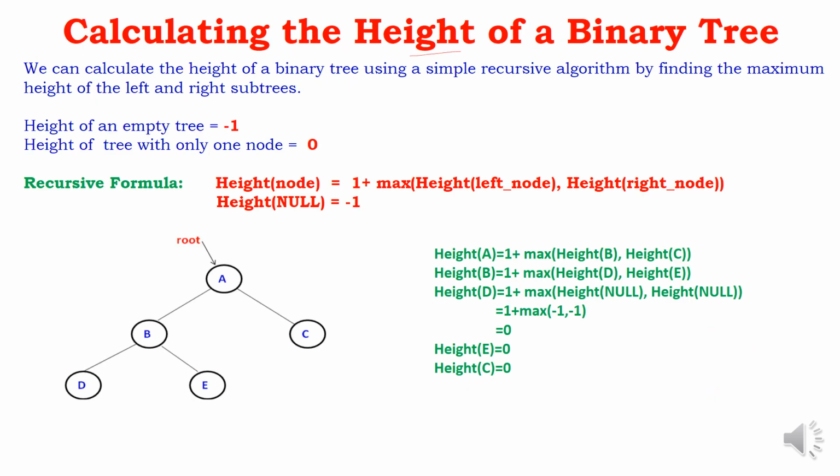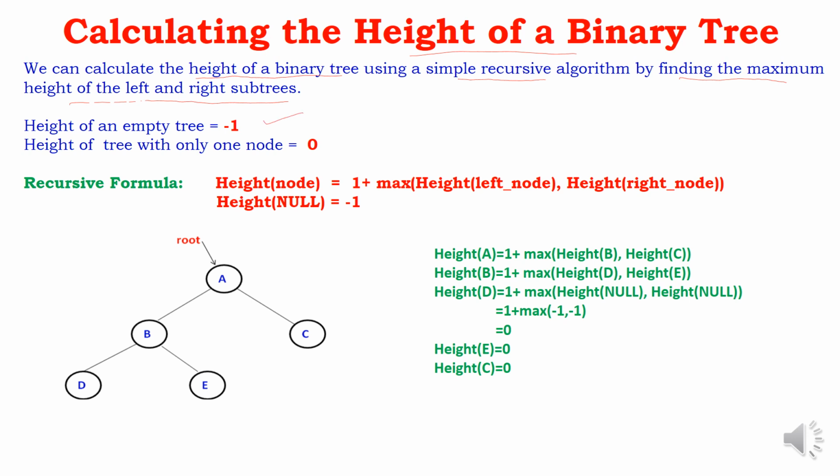Calculating the height of a binary tree. We can calculate the height of a binary tree using a simple recursive algorithm by finding the maximum height of the left and right subtrees of a binary tree. For example, the height of an empty binary tree is -1.